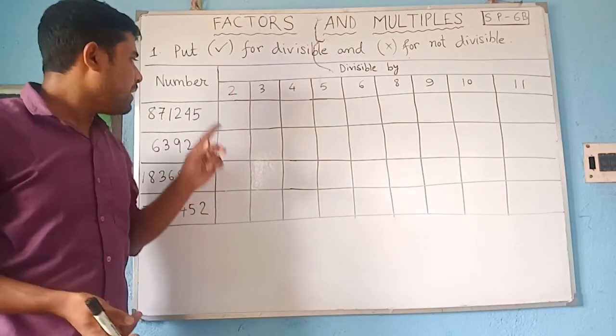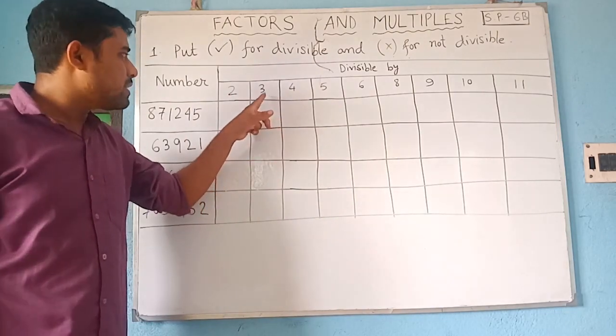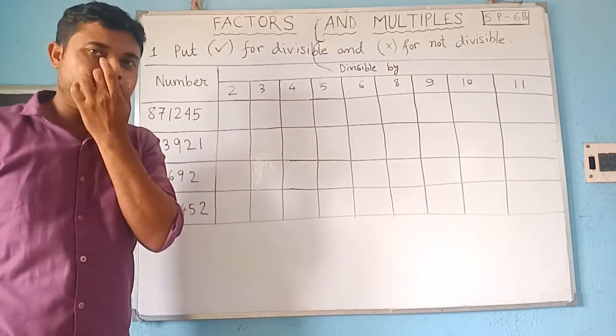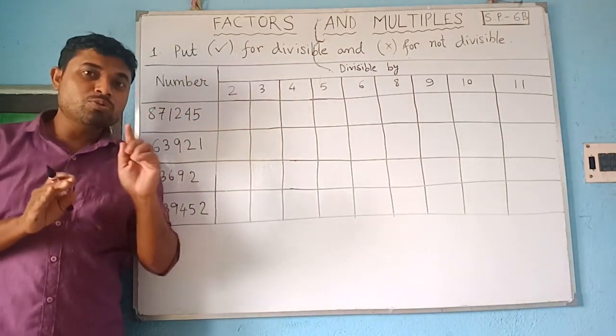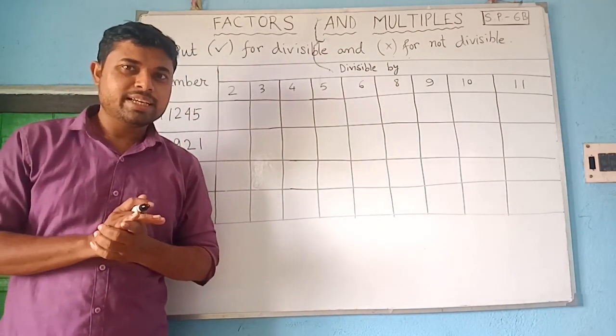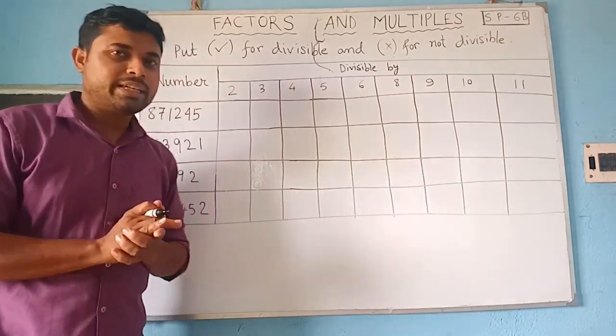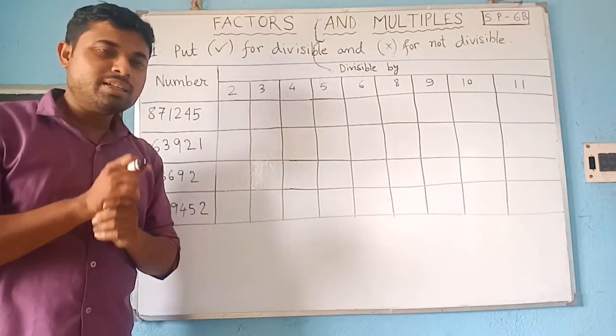That means, can you divide this number by 2? Can you divide this number by 3? Can you divide this number by 4? Without doing the actual division, using the rule we will check it. Is it clear? So learn and listen to it properly.